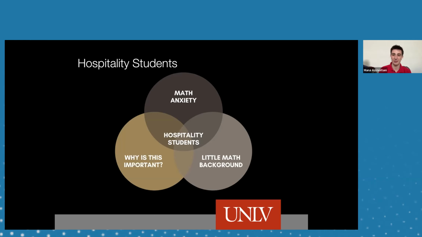And on the same lines, they also have very little math background. Like I said, they don't really take those classes beyond algebra, and in college they're not even required to, so it doesn't really make sense for them to do it.